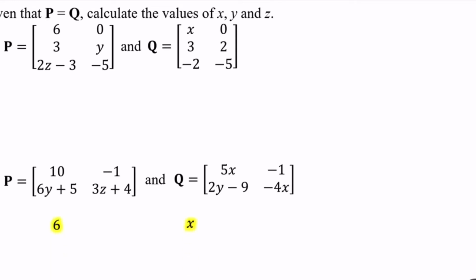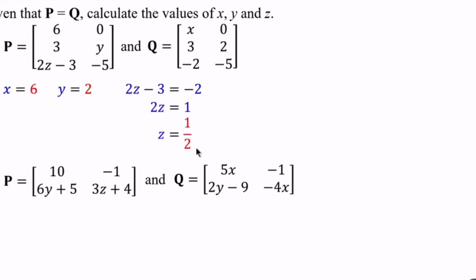So by just comparing, you can solve the X easily, and you can solve the Y easily, right? So the X is equal to 6, and the Y should be equal to 2. Obviously, you can see the one I highlighted in blue color. So the Y should be equal to 2. So it's quite simple for the equal matrix. And finally, the 2z minus 3 should be equal to negative 2, right? And hence, you can solve the z, right? So 2z is equal to negative 2 plus 3. So z is 1 over 2. Alright? So that is how you solve the unknown by using the concept of the equal matrix.